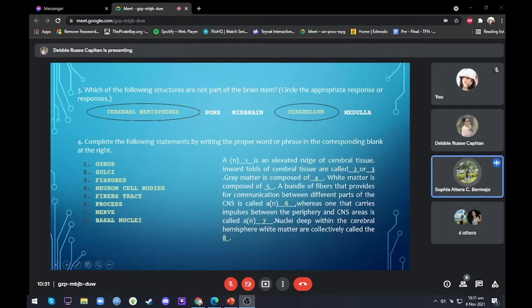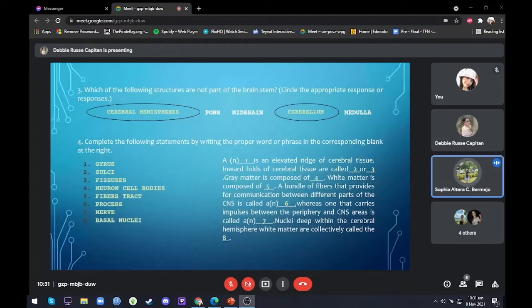So number 3, which of the following structures are not part of the brain stem? Circle the appropriate response. So our answer is cerebral hemisphere and the cerebellum. Number 4, complete the following statements by writing the proper word in the corresponding blank at the right.